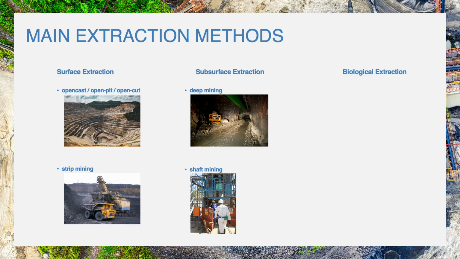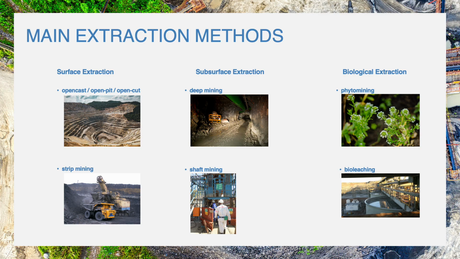Then we've got subsurface extraction. This is used when the deposit is too deep underground for surface mining. Deep mining and shaft mining involve digging vertical shafts and horizontal tunnels to reach the ore. The miners or the machines then extract the material underground and it's brought to the surface. This method can reach deeper deposits, but it's obviously more expensive and more dangerous than surface mining because of risks such as tunnel collapse, poisonous gases, and underground accidents.